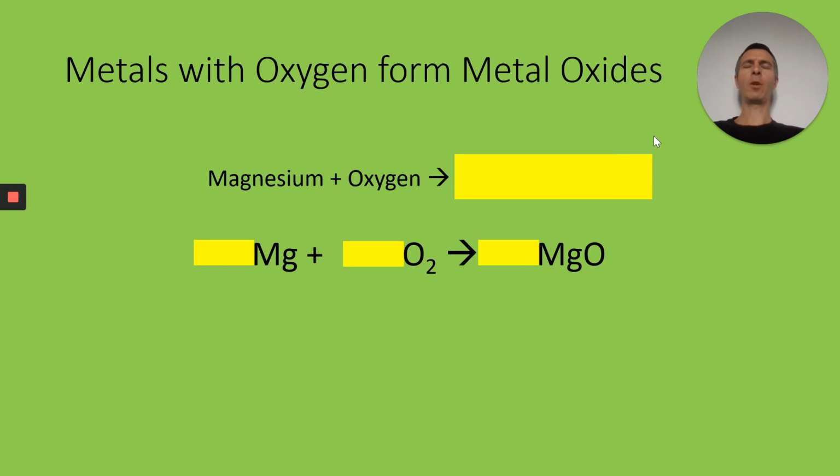Okay, let's start going through some of these reactions with you. Whenever you react any metal at all with oxygen, you make a metal oxide. For example, magnesium and oxygen forms magnesium oxide. Could you pause the video, please, and have a go at balancing that symbol equation?